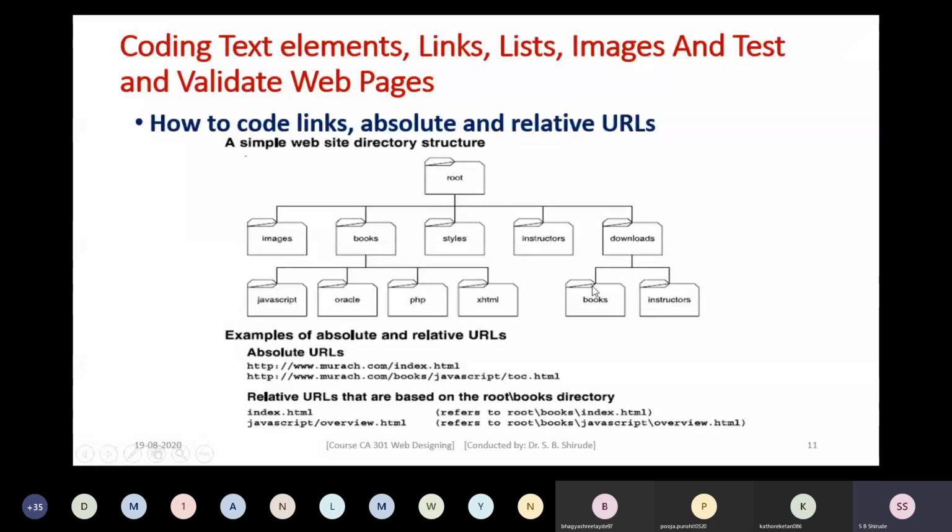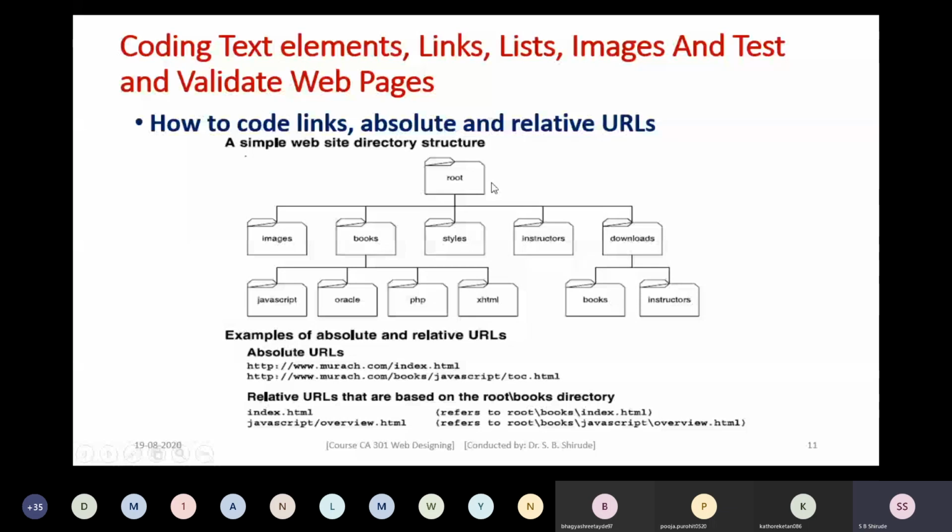Now what are absolute URLs? The examples of absolute URLs are such as http://www.murach.com/index.html, meaning a welcome page. That particular home page of the website will be rendered. So this is the complete URL. This is the complete path that we have specified, and therefore this is the absolute URL.